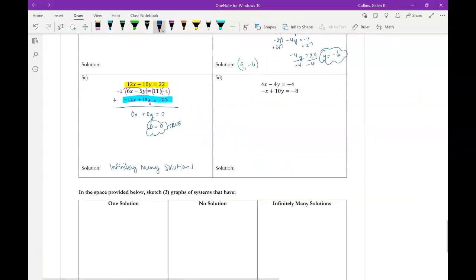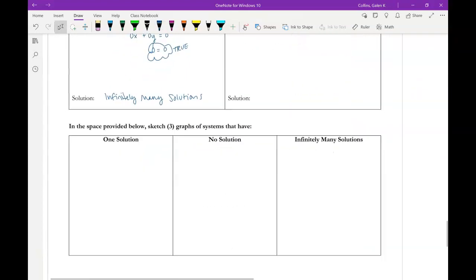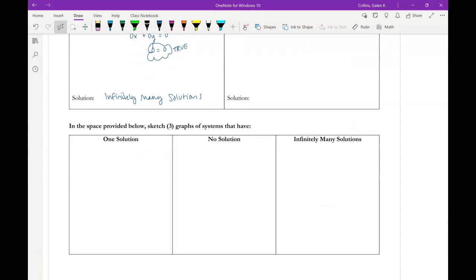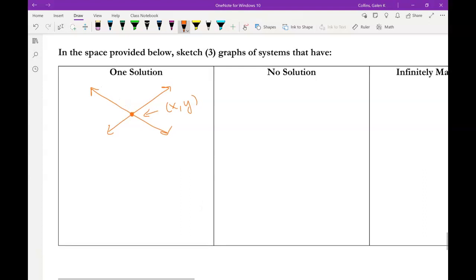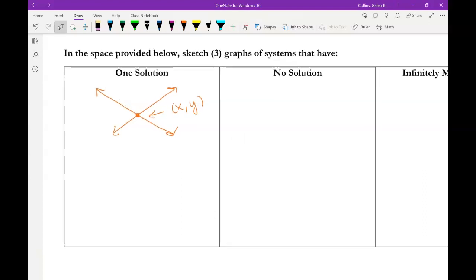So lastly, the very last thing, it says in the space provided, just sketch 3 graphs of systems that have 1, no, or infinitely many solutions. I'm going to be so lazy that I don't even draw a coordinate plane. So if I have one solution, that just means I have 2 lines that intersect. And remember that when we're solving this using algebra, or sometimes we say solving analytically using substitution or elimination, I'm going to get a value for x, I'm going to get a value for y.